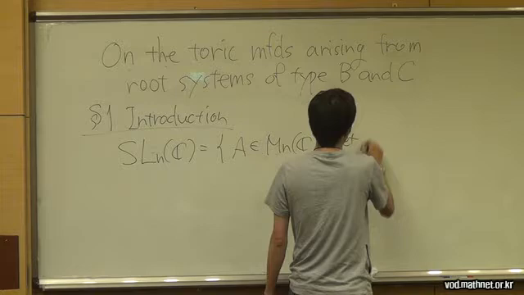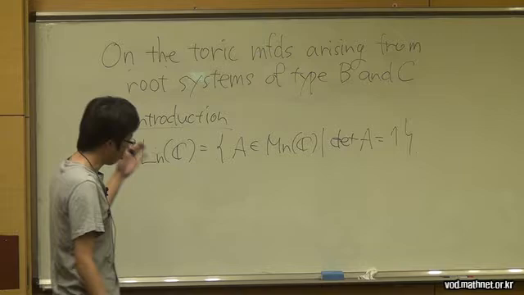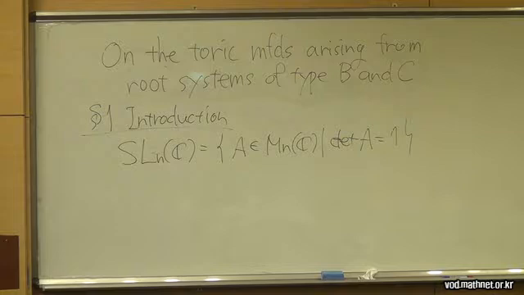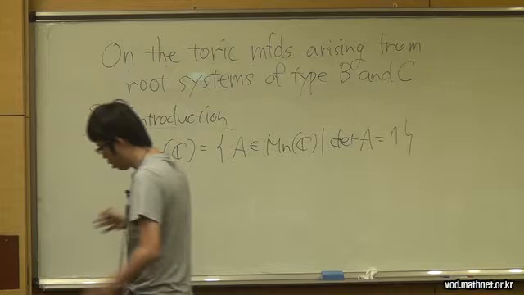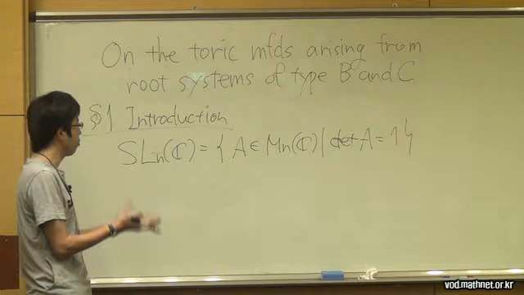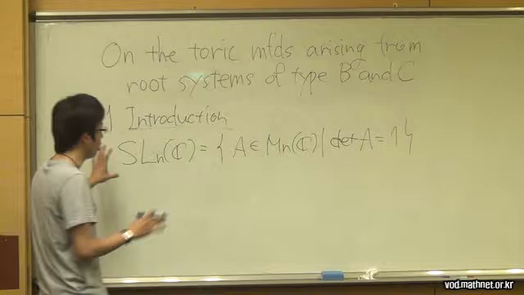So this is a group, and at the same time it is a manifold. So it's a Lie group. If you prefer, it's an algebraic group. When we study this space, it's a nonlinear space because it's a manifold and a group. So it's good to look at its linearization. It's easier to study that.